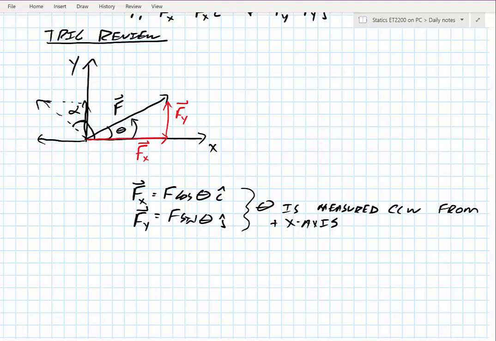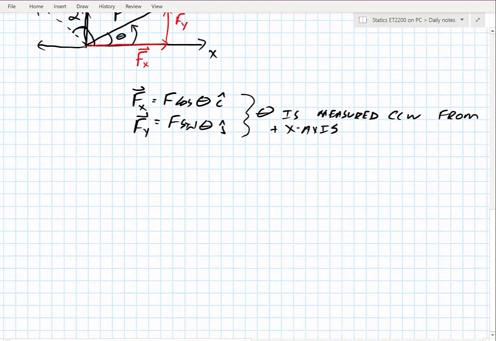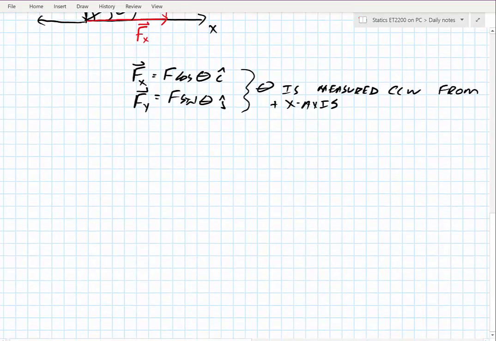Hopefully that kind of makes sense. If not, revisit your trig functions, draw out your triangles, and refresh your memory on how all of that works. Let's go ahead and look at an example.